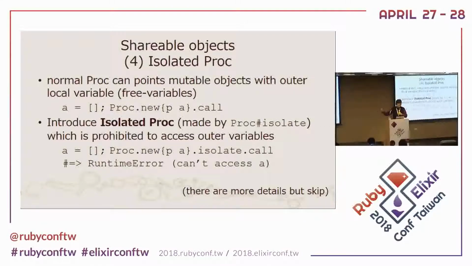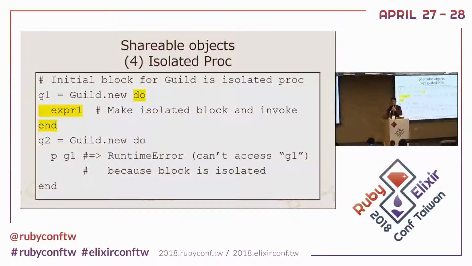There are many details, but I skip them in this presentation. So I show the guild creation example from before, and this passed block will be isolated. If we access the outer variable from the block, in this case G1, then this code should raise a runtime error.